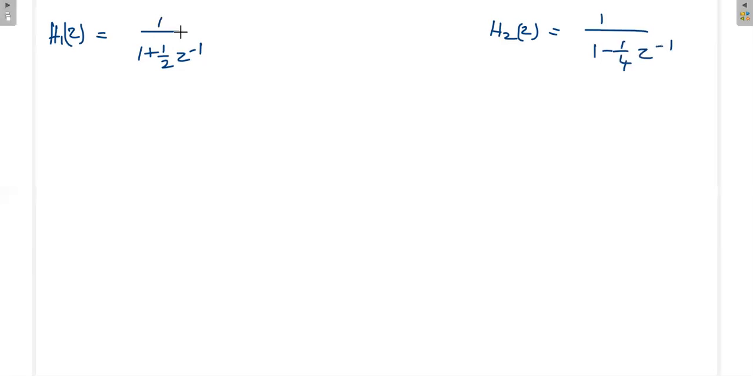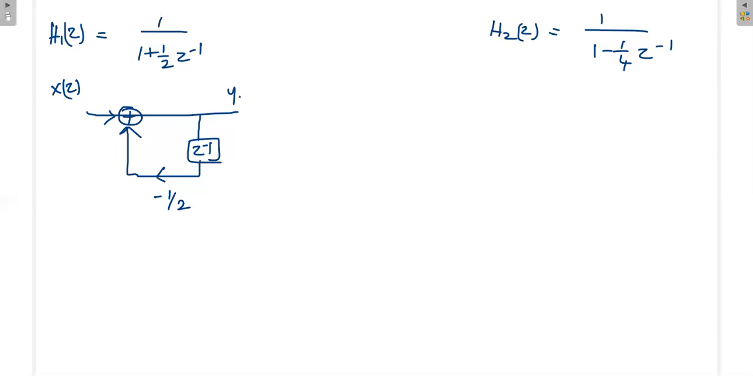Now we can use the concept of control systems. How can we realize this? Gain 1 and then apply the delay. Again, we can put minus here so that it's a negative feedback. This is x of z, this is y1 of z. Here it is positive feedback, so we can realize it like this.